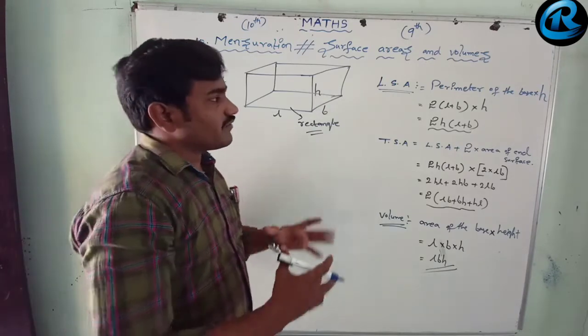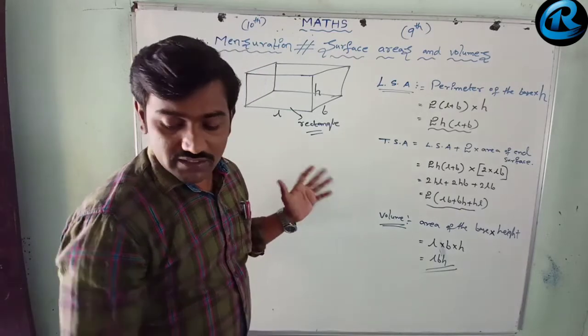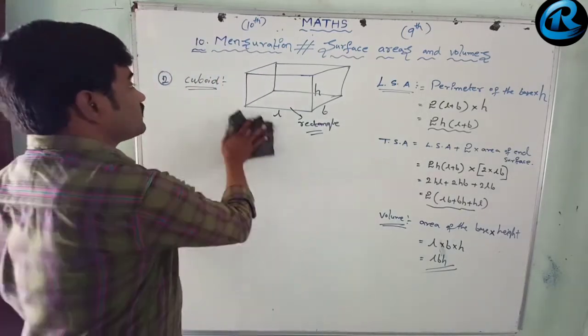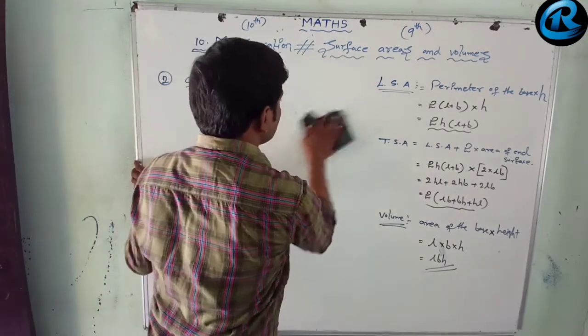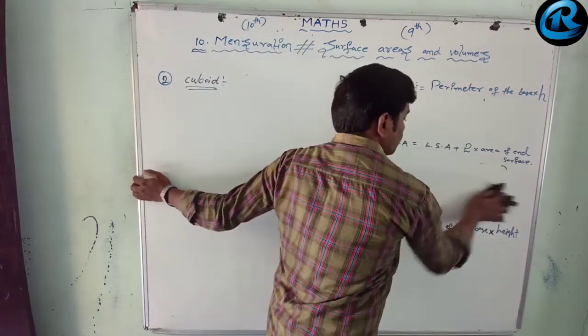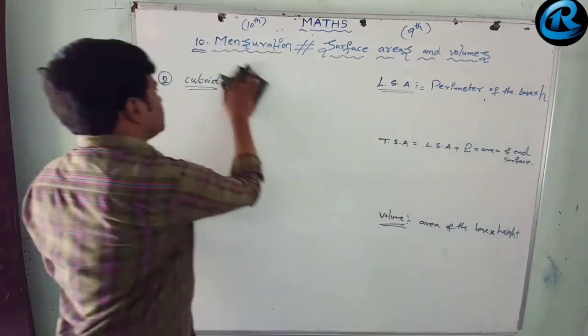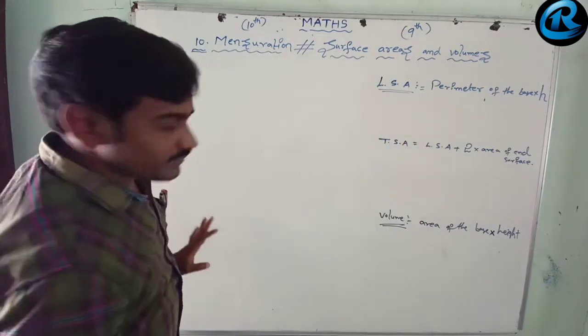In the same way we can find the area of the cylinder, the curved surface area of a cylinder and the curved surface area of a cone. Those four also will be discussed here. For the remaining, I will write the formulas directly. Let's go for the third one.